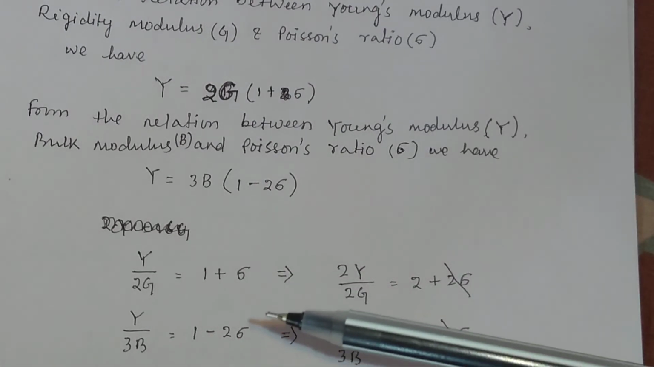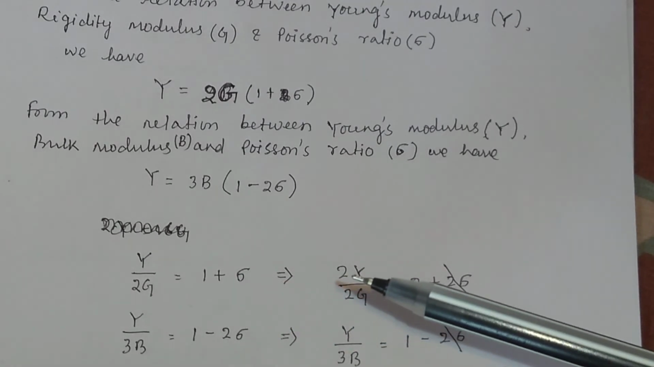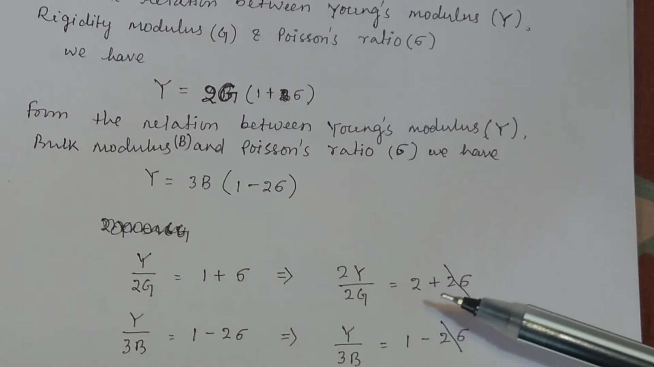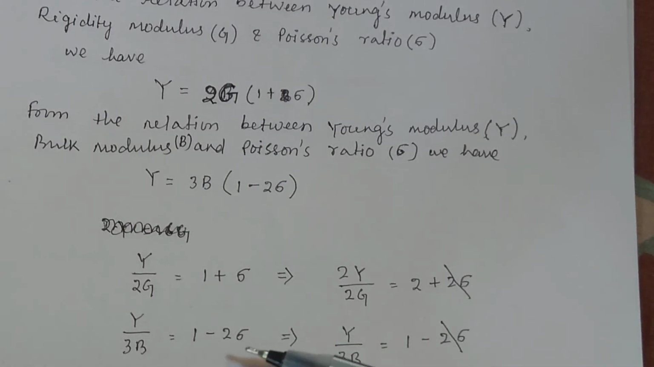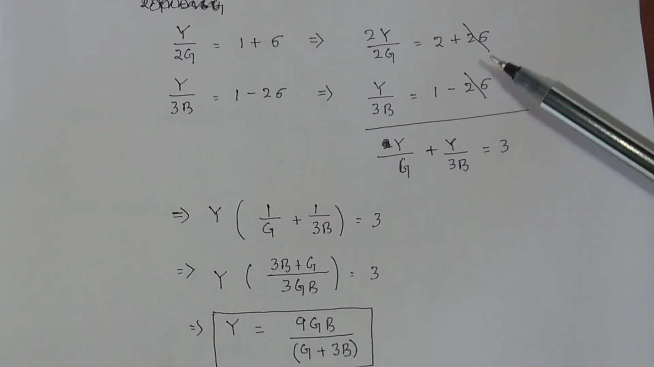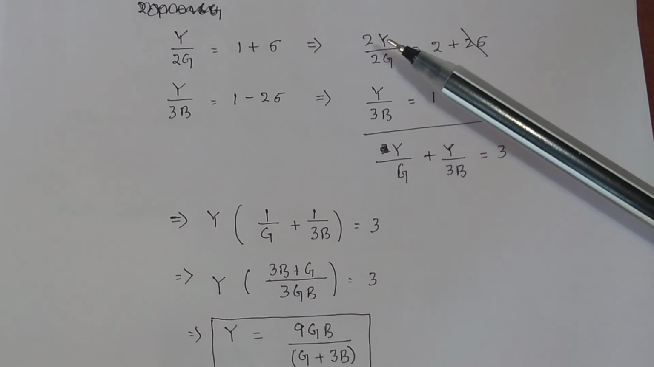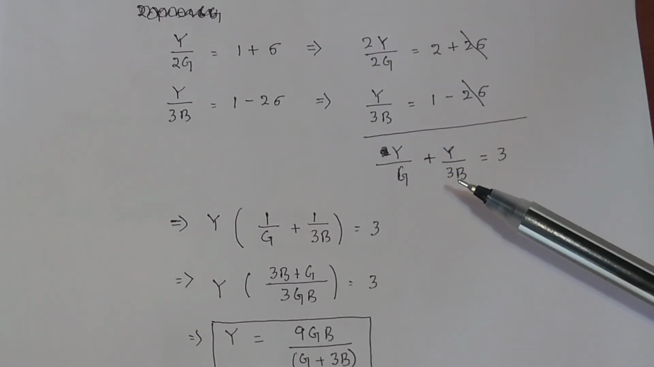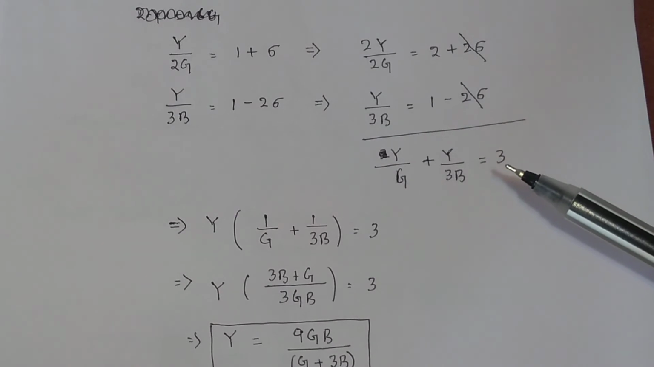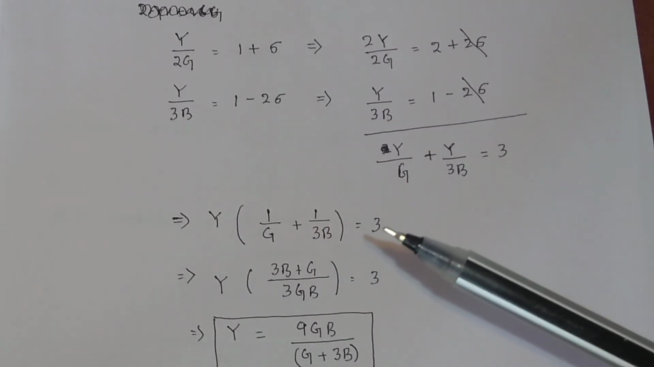Now you multiply the first equation by 2. So 2 into Y divided by 2G will be equal to 2 plus 2 sigma. And this equation is Y divided by 3B, which is equal to 1 minus 2 sigma. Now you add these two equations. If you add them, the 2 sigma cancels. So Y divided by G plus Y divided by 3B will be equal to 2 plus 1, that is 3. If you take Y common, this will be 1 divided by G plus 1 divided by 3B, equal to 3.